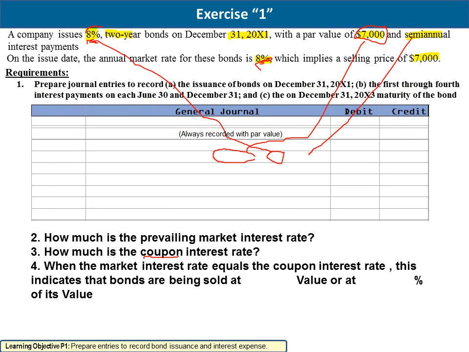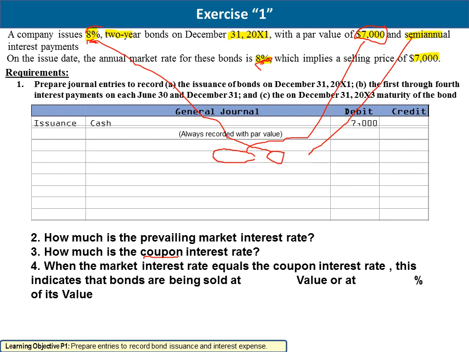So let's discuss this exercise, which is more related to what we have been explaining. A company issues 8% 2-year bonds on December 31st, 20x1 with a par value of $7,000 and semi-annual interest payment. So now we have 8%. Let us analyze the numbers that we have.